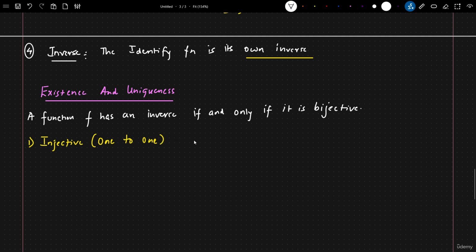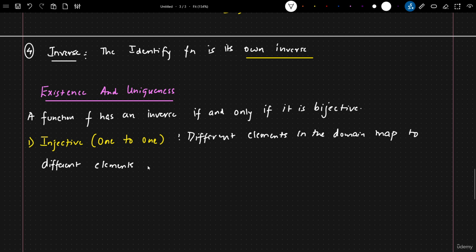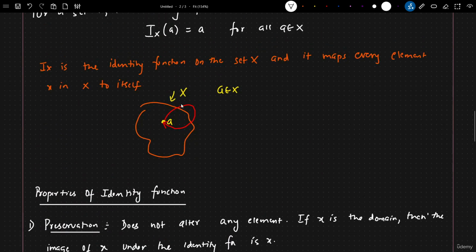What is 1 to 1? Here, different elements in the domain map to different elements in the codomain. I hope you know what is domain and what is codomain, right? It was explained in the previous videos in this series. So different elements in the domain map to different elements in the codomain. Now, if I consider this as my domain, my Y set may be the codomain. This can be codomain, this can be domain.